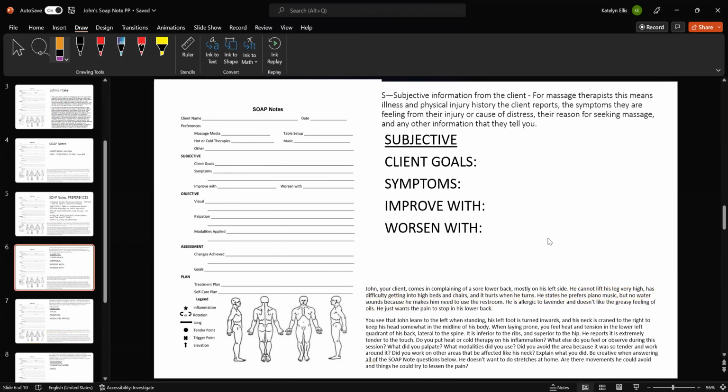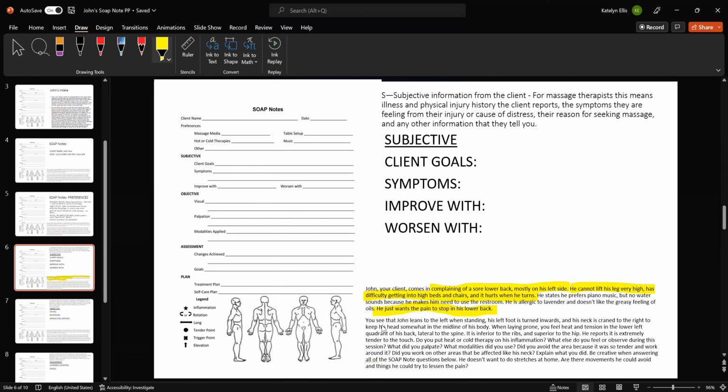Next section is subjective. All right. What are your client's goals? What are their symptoms? What do they improve with? What do they worsen with? Okay. So he comes in complaining of a sore lower back, mostly on his left side. He cannot lift his leg very high, has difficulty getting into high beds and chairs, and it hurts when he turns. All right, blah, blah, blah. We don't care about any of that for what he's feeling, but we do have this goal of he just wants the pain to stop in his lower back.